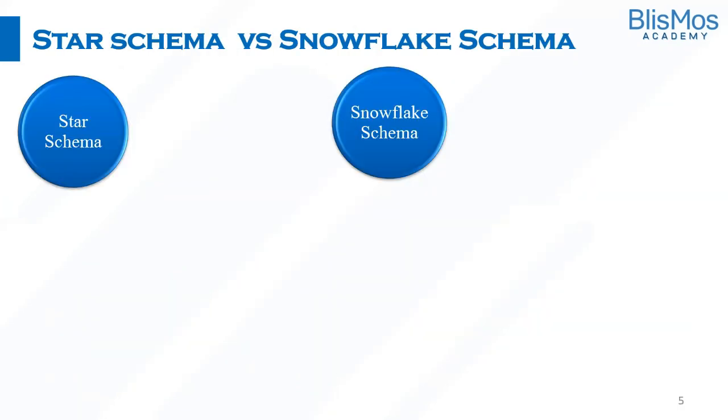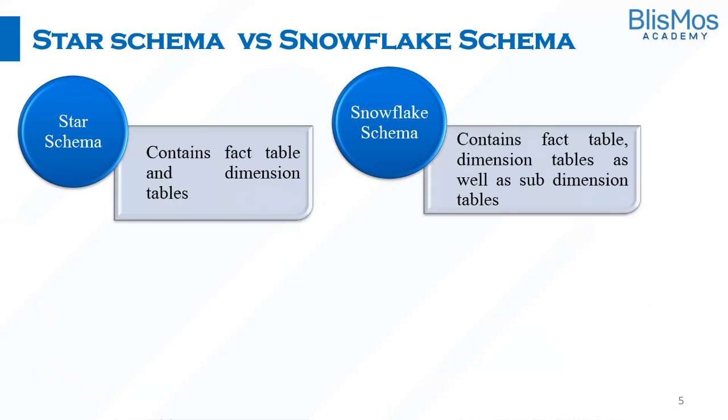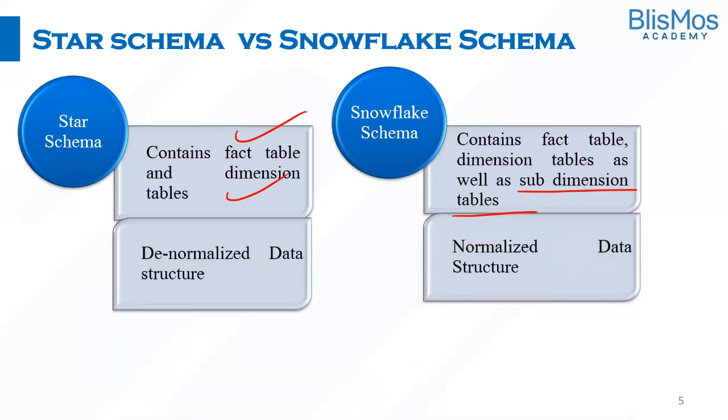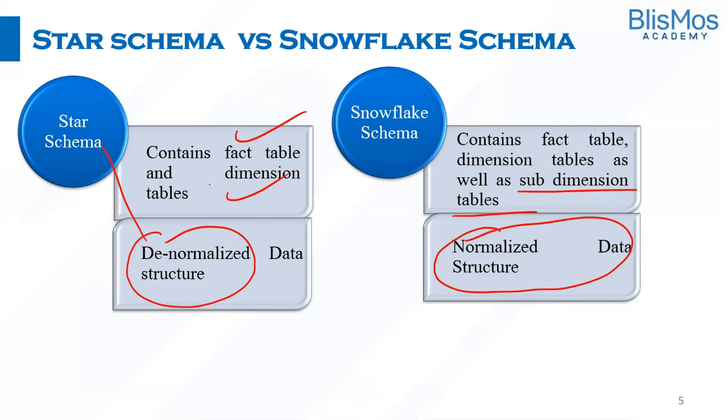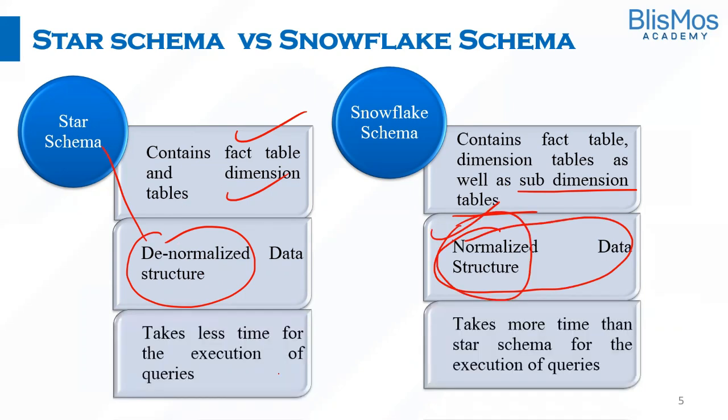Let us understand the differences between the star schema and snowflake schema. In case of star schema, we'll have a fact table and dimension tables. In case of snowflake schema, there may be sub-dimension tables along with the dimension tables. As we already know, data is denormalized in star schema. But in case of snowflake schema, the data is normalized. Because the data is denormalized, that makes the data available in the same table or fewer tables.